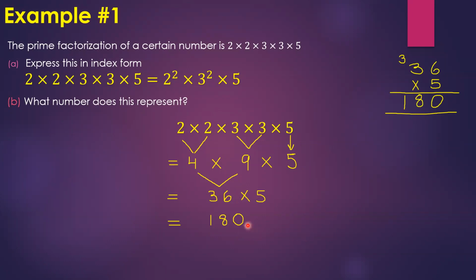Chai, can you explain how we got 180? By multiplying all the numbers together. So we first multiply 2 times 2, which would give us 4. Then we multiply 3 times 3, which would give us 9, and then we bring down the 5. Then we multiply 4 times 9, which will give us 36. Then we bring down the 5. Then we multiply 36 times 5, which would give us 180. Very good.